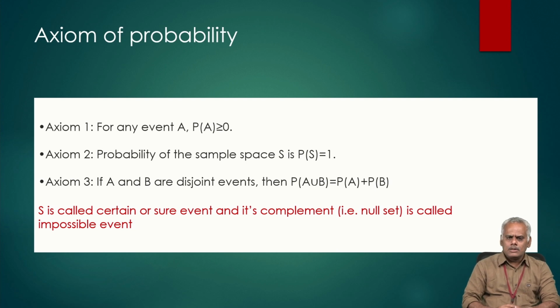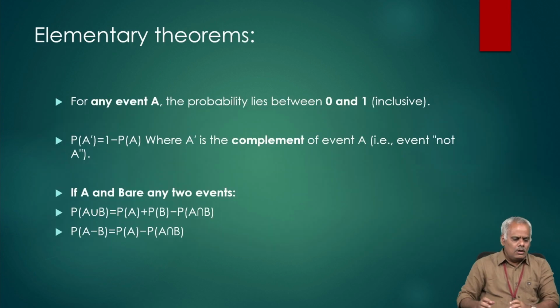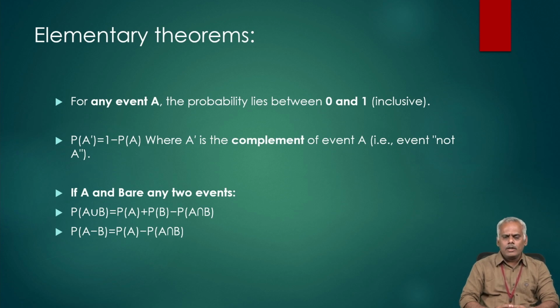S is called a certain or sure event, and its complement, that is the null set, is called an impossible event. So probability of S is 1 and probability of its complement, that is the null set, is equal to 0. Now using these axioms, we derive some important elementary theorems. For any event A, the probability lies between 0 and 1, inclusive: equal to 0 is the impossible event, equal to 1 is the certain event.